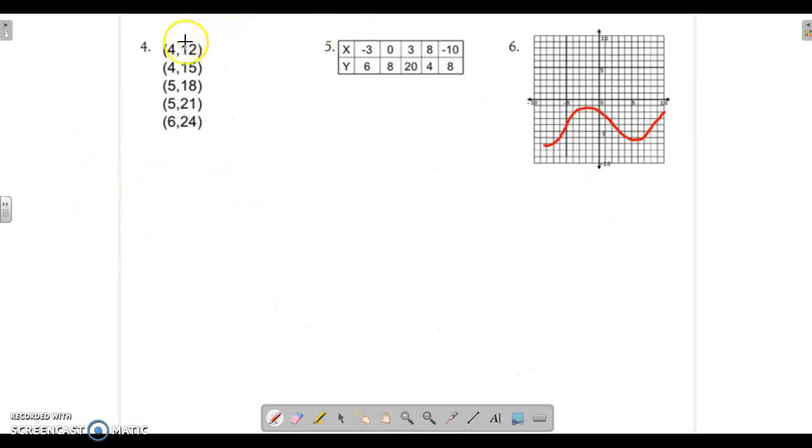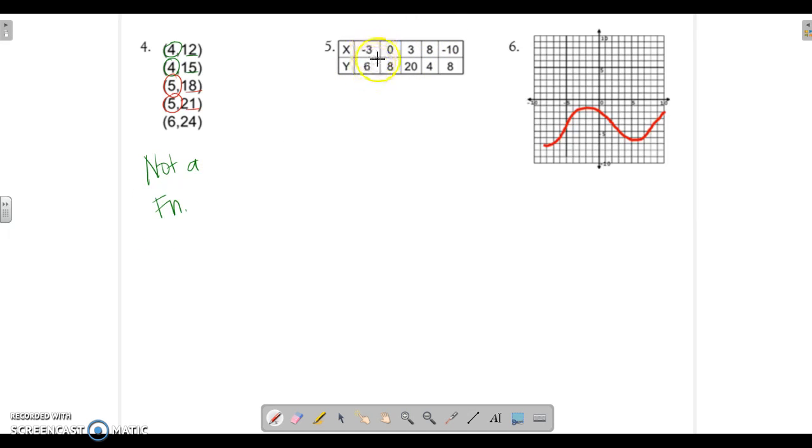Last ones. 4 to 12, 4 to 15. Without even continuing, I can already see that this is not a function. And if you're going to write down your reason, it's because 4 has two different outputs. An input has two different outputs, 12 and 15. Same thing actually 5 here as well. 5 has two different outputs, 18 and 21. So not a function because some inputs have multiple outputs.